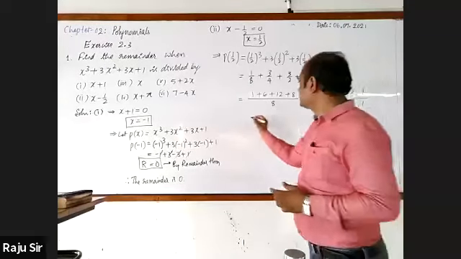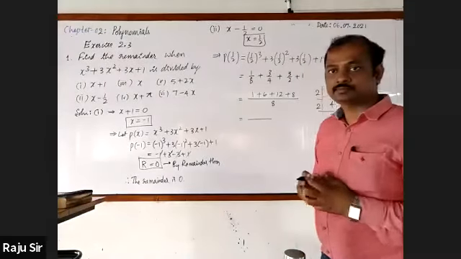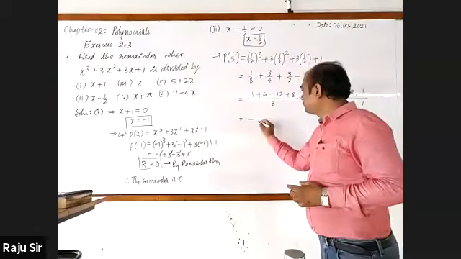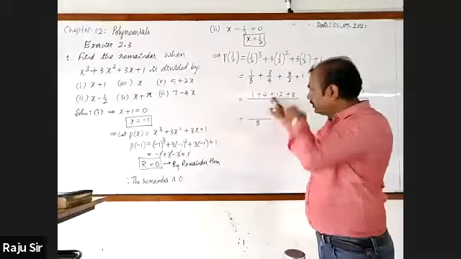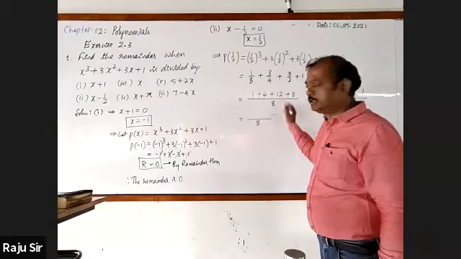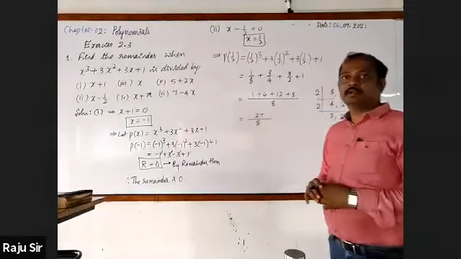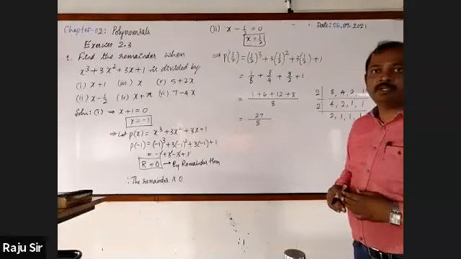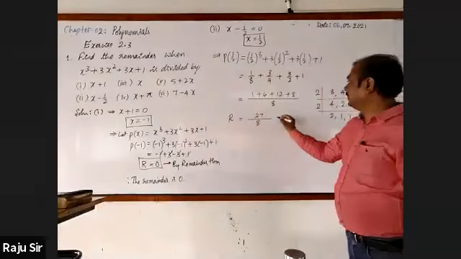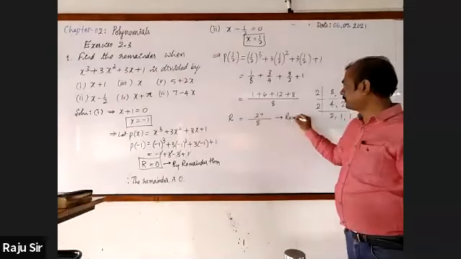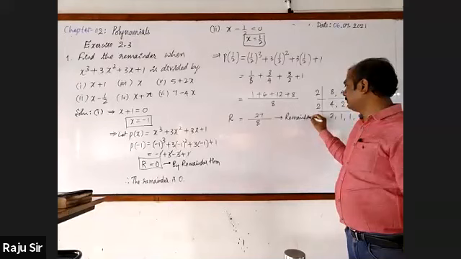Okay. This is equal to, let me write the LCM as it is, 27 by 8. Very good. On adding all the terms in the numerator, you get 27. So the remainder will be 27 by 8. I'll write it directly as R, according to the remainder theorem.